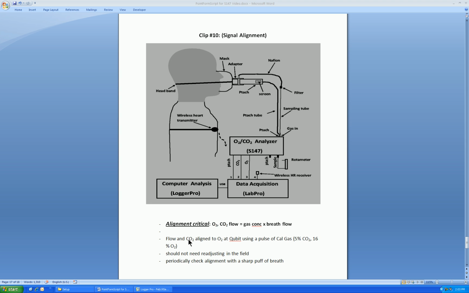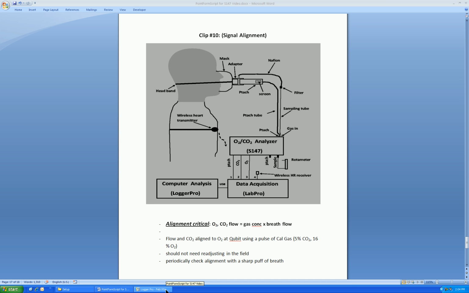The flow and the carbon dioxide have been aligned at Qubit to the oxygen signal using a fast pulse of high pressure cal gas, or 5% CO2 and 16% O2 cal gas, which is, by the way, very similar to exhaled breath. The instrument should not need realignment of the signals in the field. However, I'll show a procedure here by which you can periodically check the alignment with a sharp puff of breath.